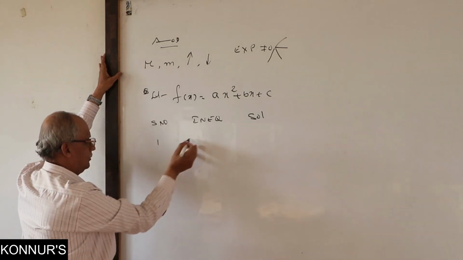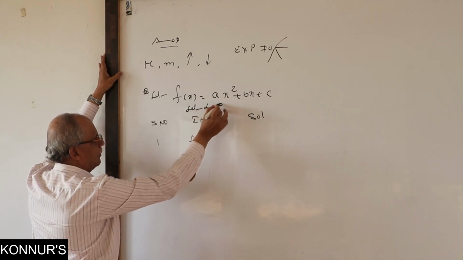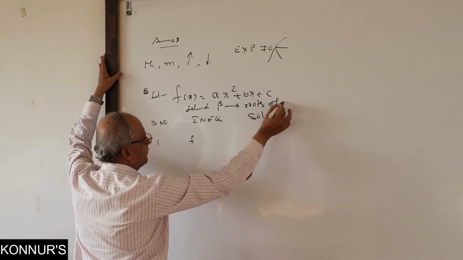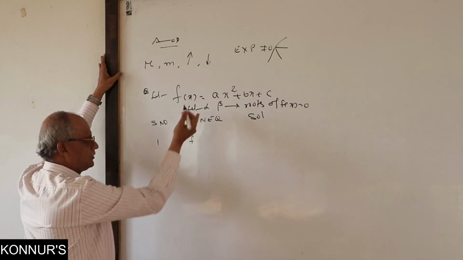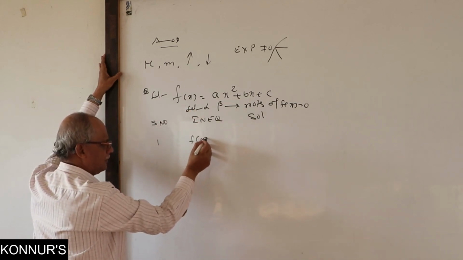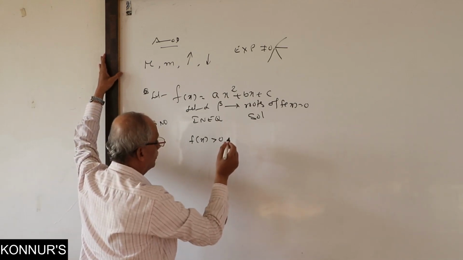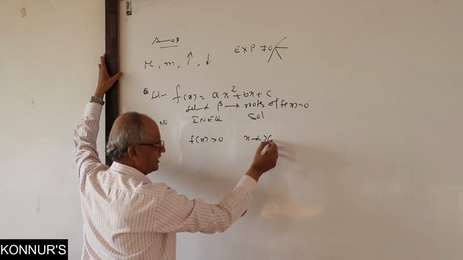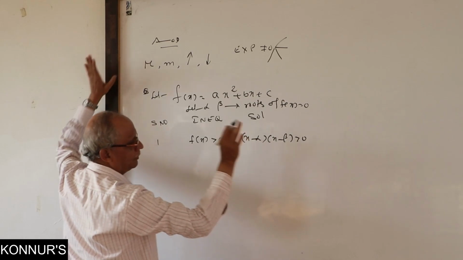First, assume that alpha, beta are the roots of f of x equal to 0, alpha less than beta, understood. Suppose f of x greater than 0. Then what kind of solution do you have to write? x minus alpha into x minus beta greater than 0. What can be the solution?